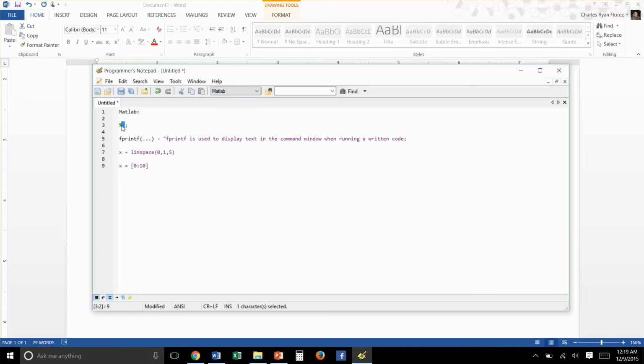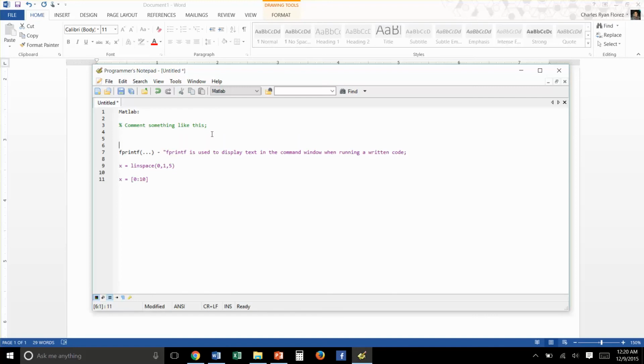Yeah, so it turns green. In Matlab it turns green, so you can comment something like this, and it will come out. Matlab will ignore this entire line, so like this entire line 3. And then later on you can have your code, like your for loop or your while loop or your if statement, if x or if i equal to some number.